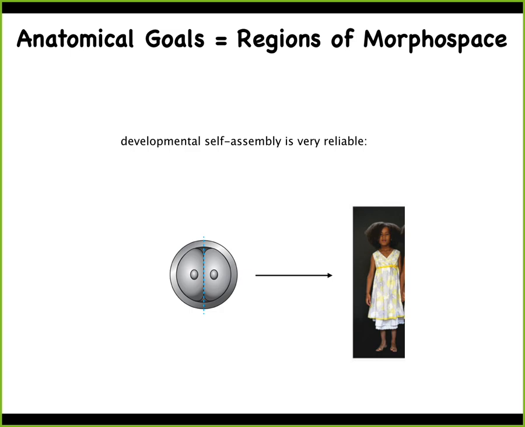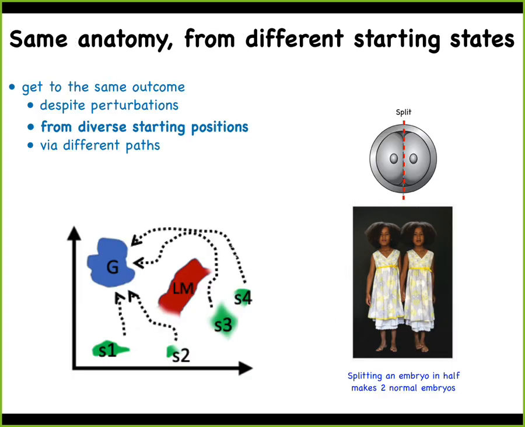The first thing we know is that development is very reliable. In the vast majority of cases, an egg will give rise to this particular target morphology. So far, so good, very reliable. But it's reliable, yet it isn't hardwired, because if you come along and cut this animal in half, or take this embryo apart into quarters, for example, you will not get two half embryos.